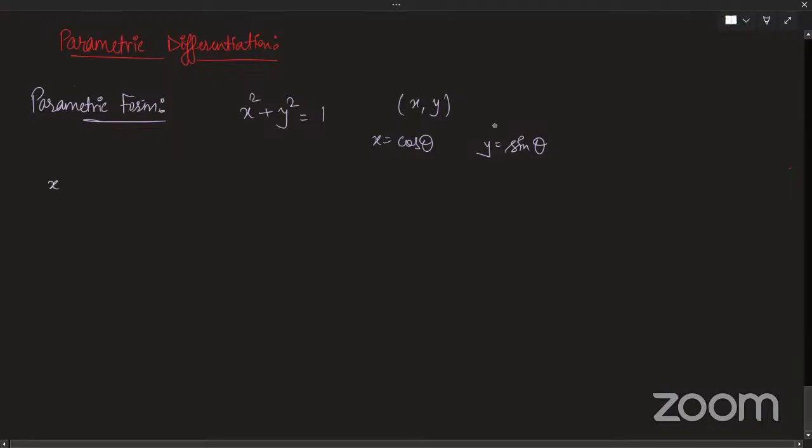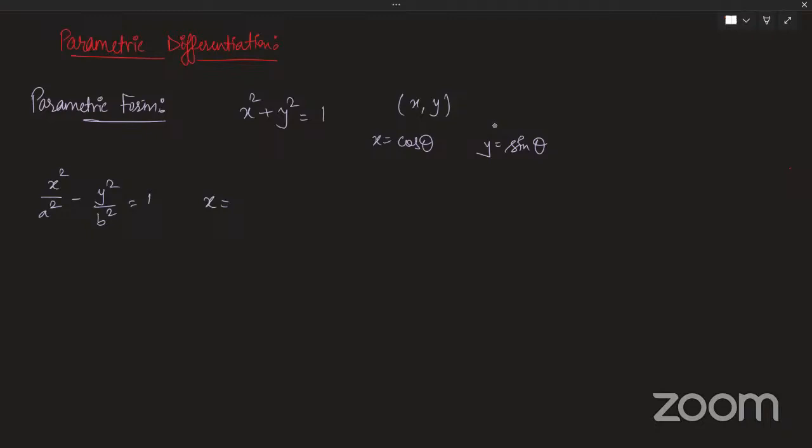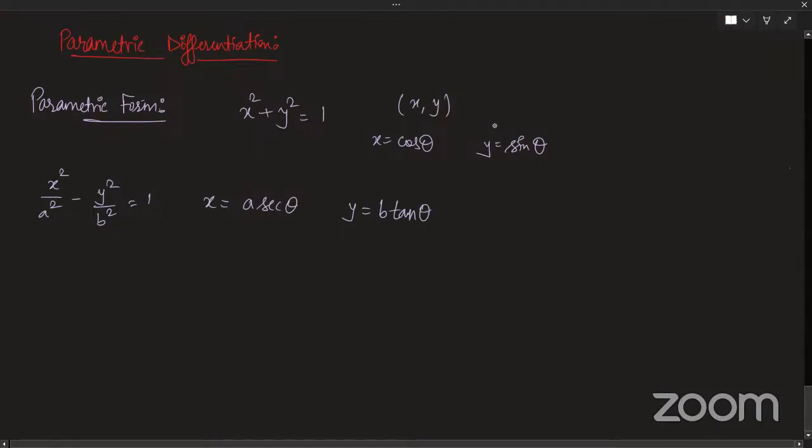Similarly, if you have an equation like x square by a square minus y square by b square is equal to 1, you can just take x is equal to a times secant theta and y to be b times tan theta. Have you done this during conic sections, everyone? Do you remember doing such a substitution?